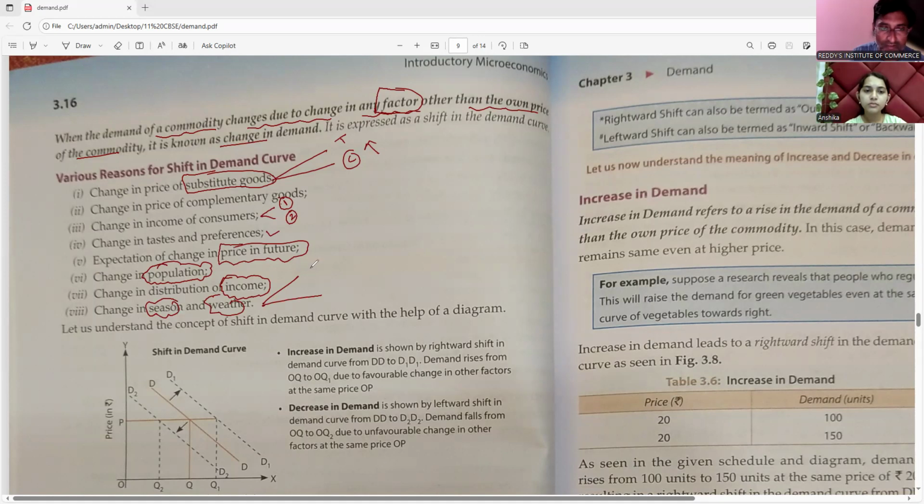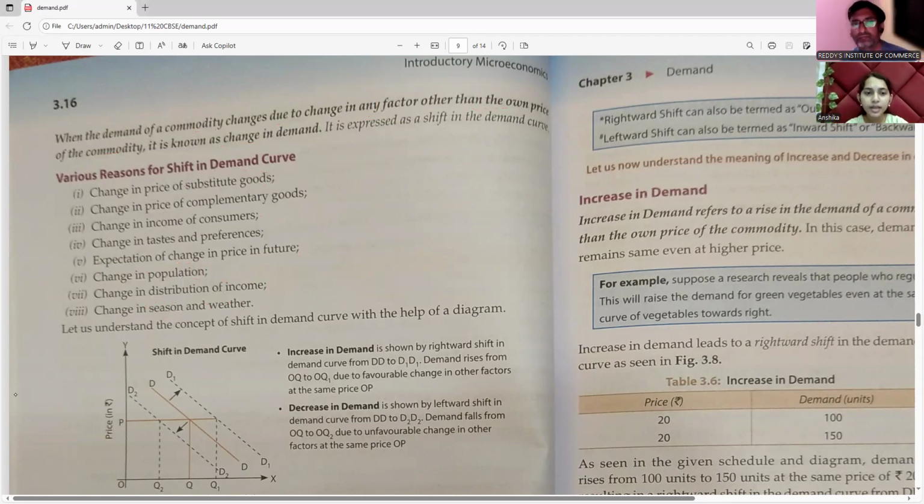In winter season, sweaters, jackets, mufflers, right? Their sale will be increased. Right? In the rainy season, umbrellas, raincoats, again jackets, their demand will increase. Right?